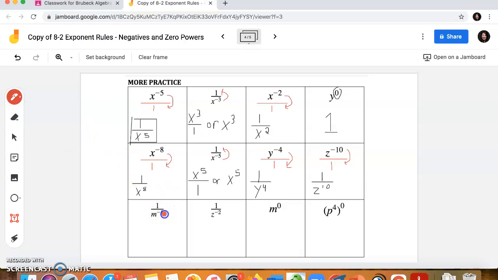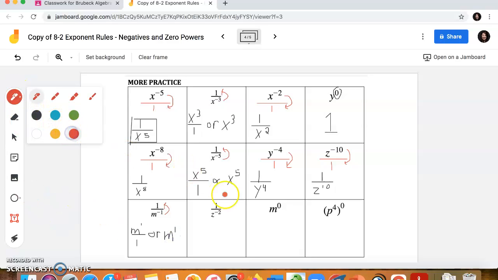This one, our m is already on the bottom, so we need to bring it up. So our answer, we're going to have our line. Our m is going to come to the top. It'll be to a positive 1, and then we can put it over a 1. Or we can just write our answer as m to the 1st. I will take either answer.